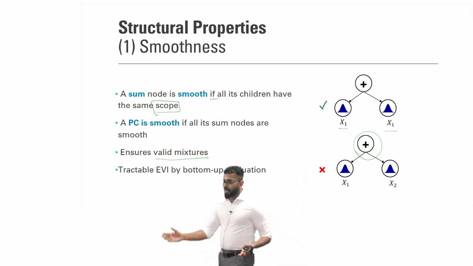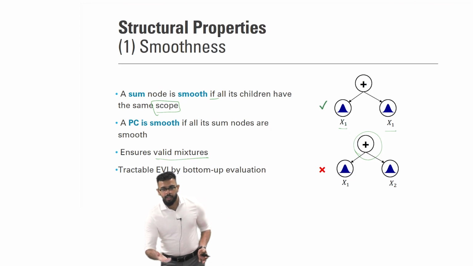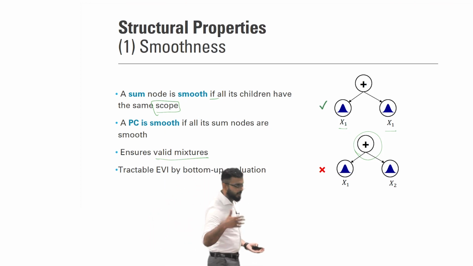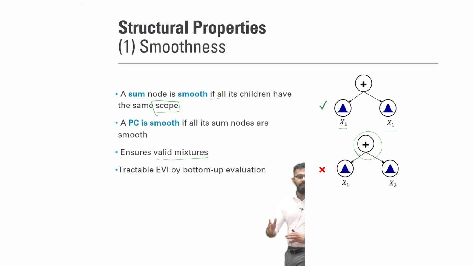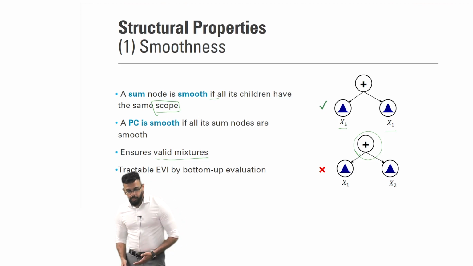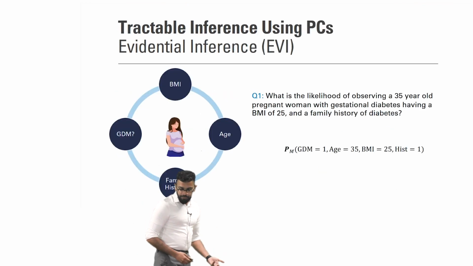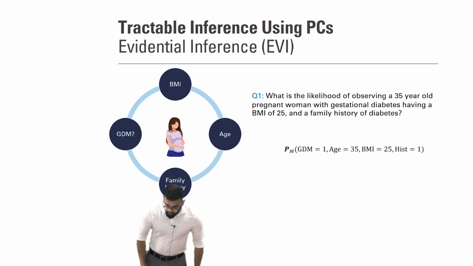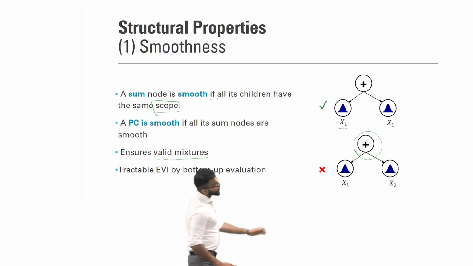So our motivation behind these properties is to ensure that at each level in your probabilistic circuit, at each level in your graph, the computations transform your input distributions into a valid distribution at each step. You need to ensure that it's always a valid probability distribution, which is where smoothness comes in. So smoothness ensures that the output of a sum node is a valid distribution. When you have smoothness, that is all you need to ensure that you can compute evidential inference tractably.